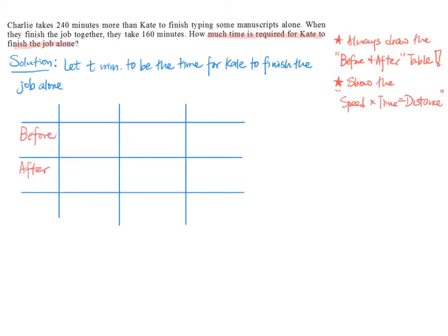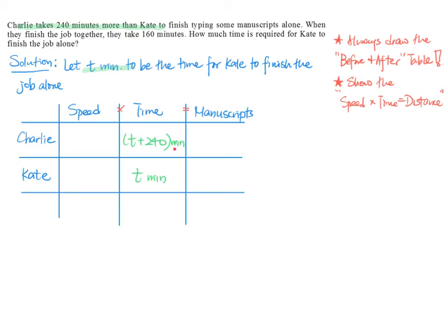Now this time, what is the before and after? Well, we're comparing Charlie and Kate, right? So what about the speed, time, distance in this case? Well, speed is just the typing speed. Time is the time required to finish. And the distance is not distance anymore. It's the number of manuscripts or the amount of work. Which of these boxes could be filled out? Well, because Charlie takes 240 minutes more than Kate, and T is Kate, right? So all I could fill out is just these 2 boxes. But then these 2 columns are totally empty. But we need to fill out at least one to get the other one, right?